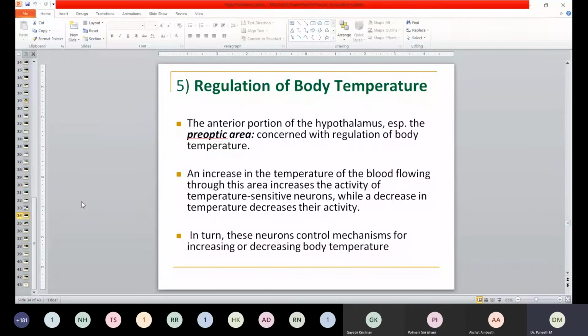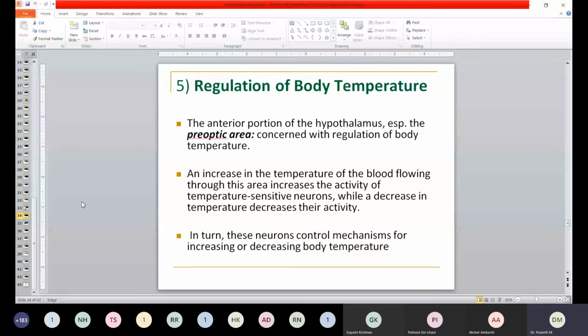An increase in the temperature of blood flowing through this preoptic area will increase the activity of the temperature sensitive neurons in the preoptic area. So when the temperature of the blood flowing through that region increases, that area will get activated. If the temperature of that blood decreases, that preoptic area will get inhibited. So these neurons control mechanisms for increasing and decreasing the body temperature.